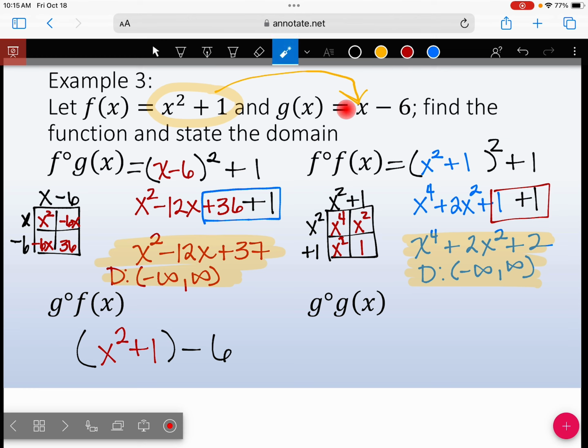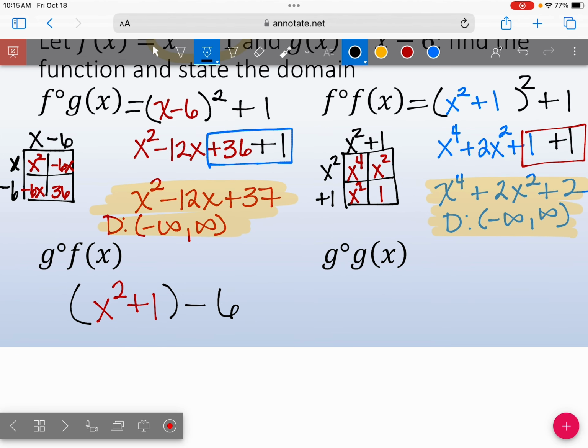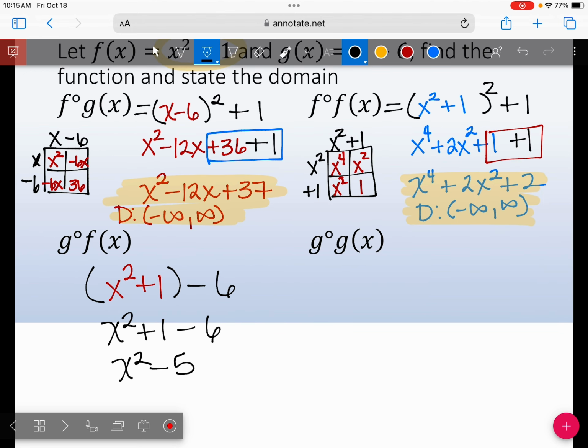Now, this input in my g function does not have an exponent, or it has an exponent of 1, I should say, and is being multiplied by 1. So there is nothing to change this input. So I can eliminate my parentheses and just combine my like terms. And that would be my final function. And again, my domain is all real numbers because there are no red lights.